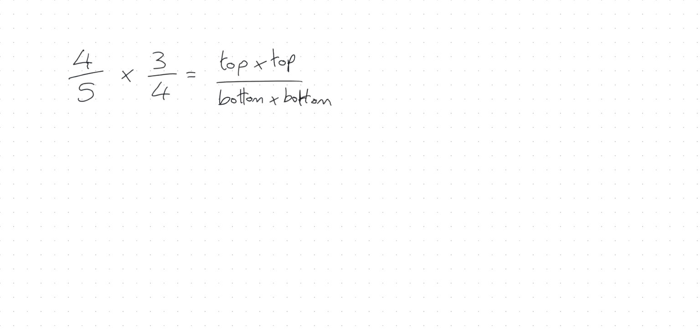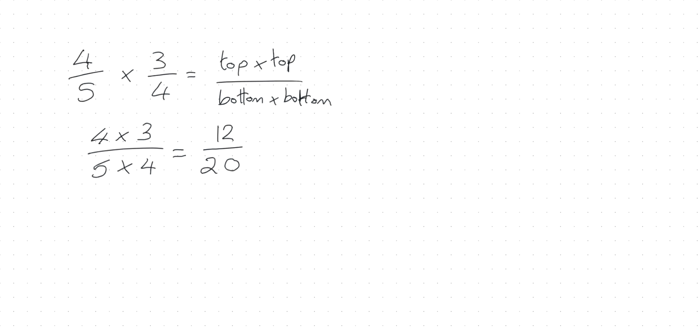Numerator multiplied by numerator, so top multiplied by top, and then bottom multiplied by bottom. So for this, I would do 4 multiplied by 3 over 5 multiplied by 4. So 4 3s are 12, 5 4s are 20, and then that's my answer.